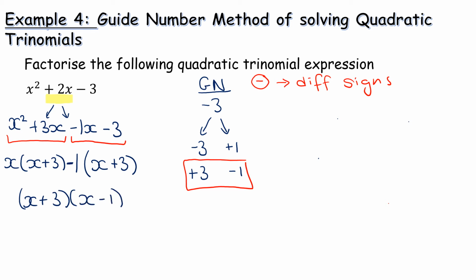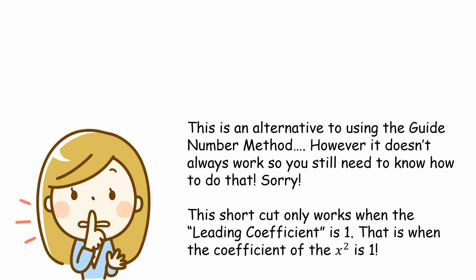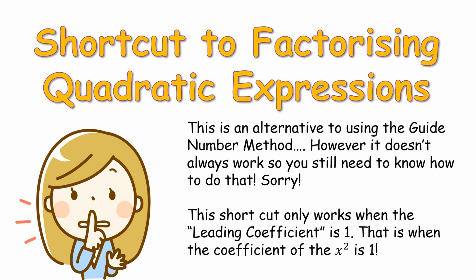Now, if you are very eagle-eyed, you might have noticed something, and you might be questioning this long method. So I'm going to address that. If you haven't noticed, that's fine. So I'm going to talk about a shortcut to factorising quadratic expressions. This is a shortcut that I still will think of in terms of guide number. There is, like I keep saying, a different method, which is trial and error. The shortcut here will be similar to that, but trial and error is a different method.